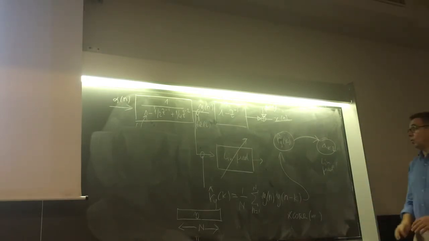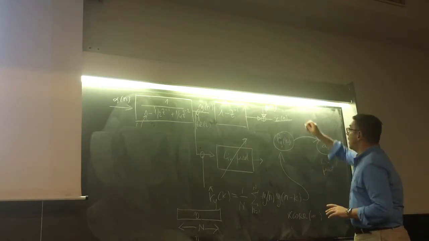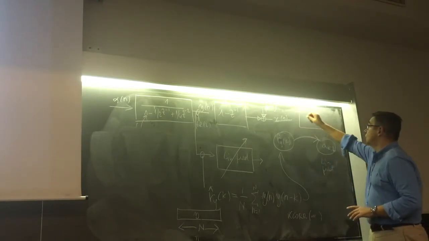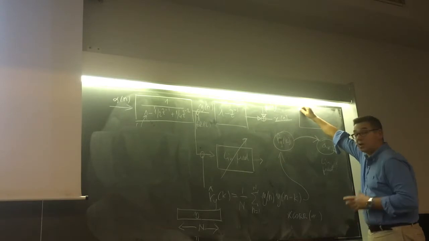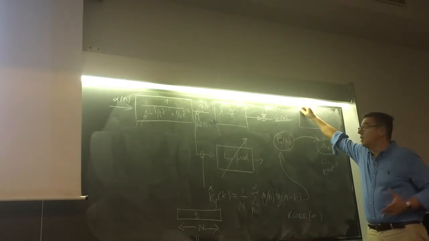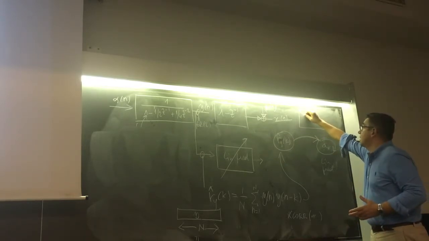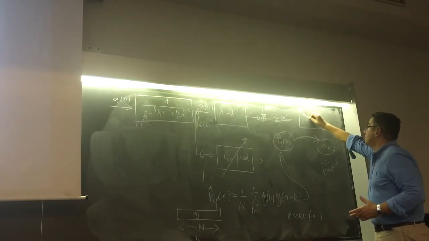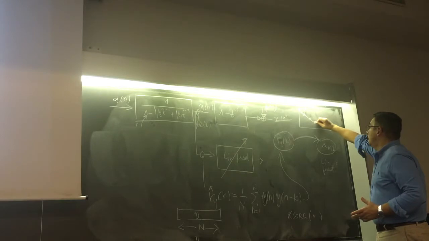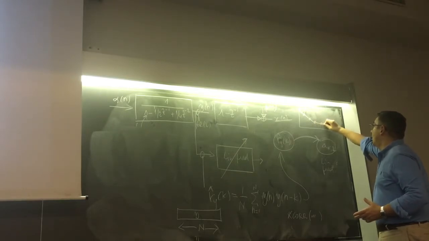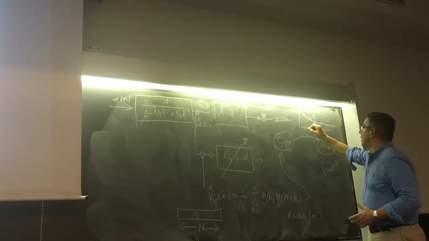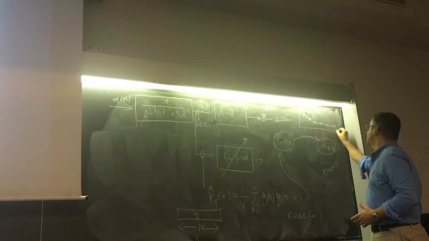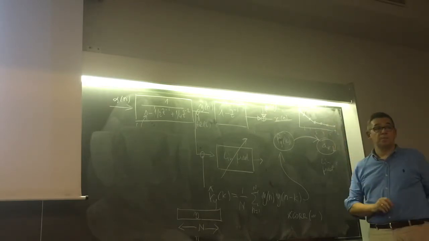Now, what you can do is start with a linear predictor of a certain order. So you start with prediction error 0, which means do nothing. Then linear prediction error 1, then 2, then 3, then 4, 5, 6. This is the order.